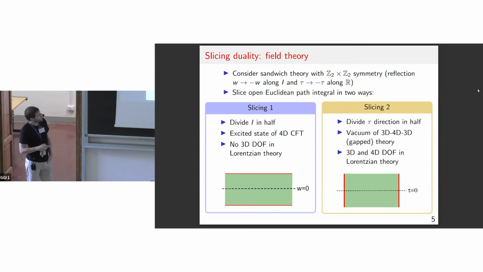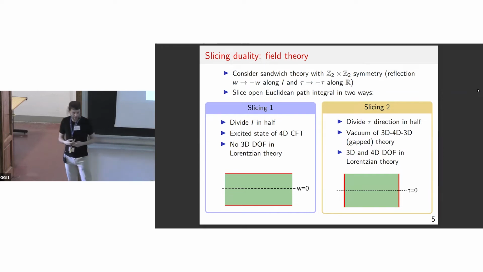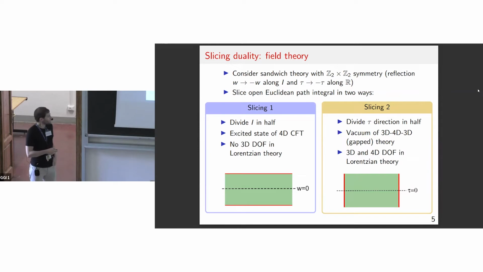The other slicing, let's say the most intuitive one, is the one that just defines the Lorentzian theory corresponding to the Euclidean theory we have initially. So it's a slicing that cuts in half one of the three directions, the one perpendicular to the interval. And in that case, what we get is again a 3D CFT, and a 4D CFT coupling them in the middle in Lorentzian signature.